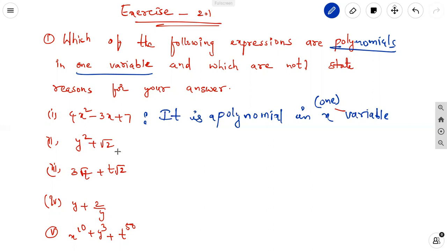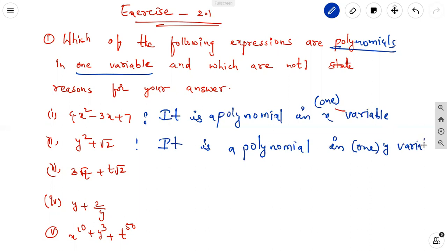Next, second one, y square plus root 2. It is also a polynomial only. It is a polynomial in y variable or one variable. Here we discuss, is it one variable or other variable. Here clearly we mentioned that it is in one variable.